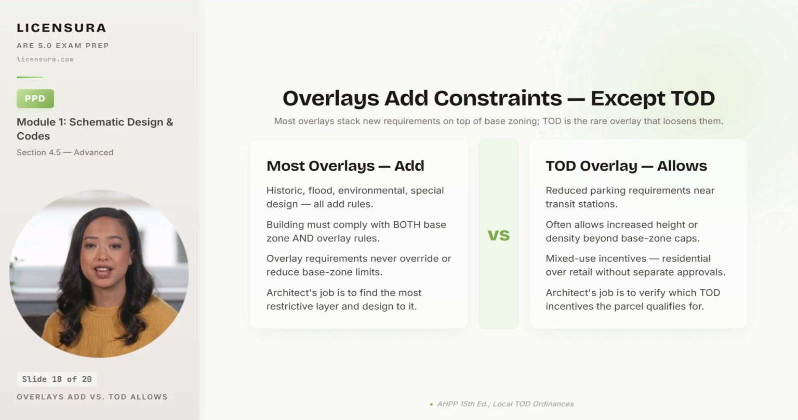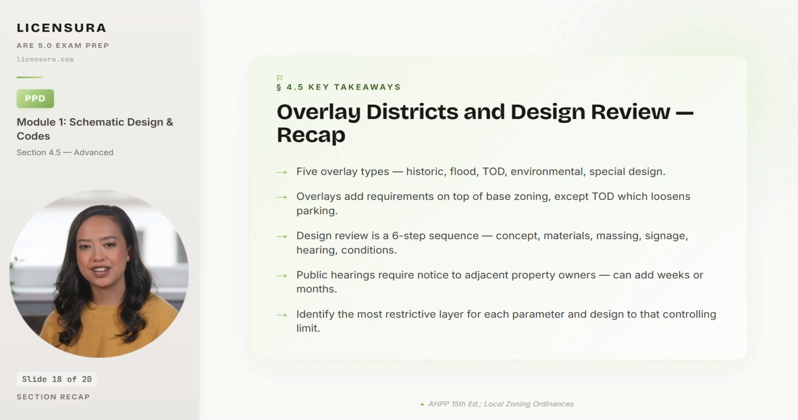Walk away with the 5 anchors that keep overlay risk visible from project kickoff. 5 anchors from overlay districts and design review. First, 5 overlay types cover most architectural practice: historic preservation, floodplain, transit-oriented development, environmental and coastal, and special design districts. And each one carries its own ordinance and review process.